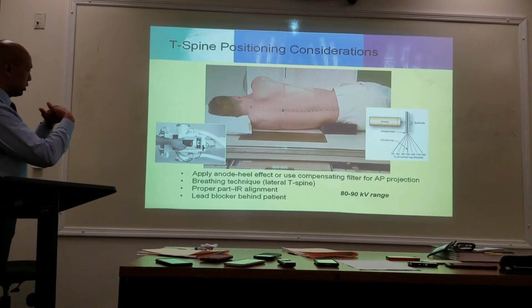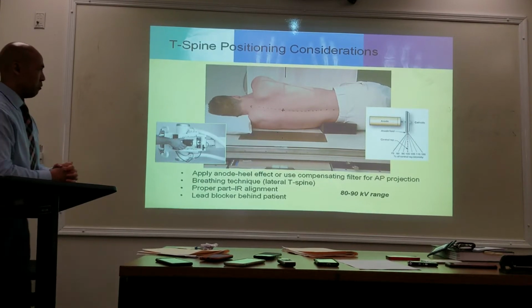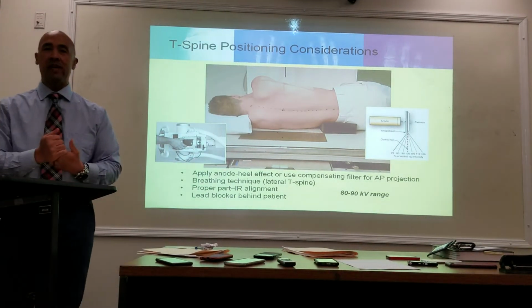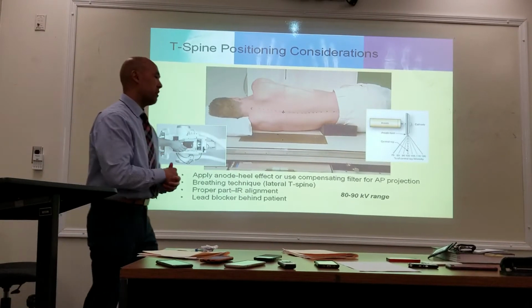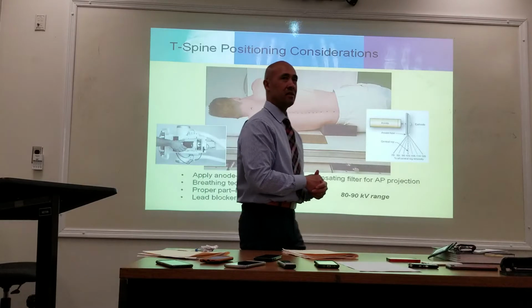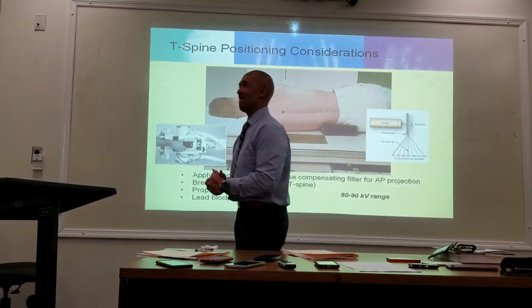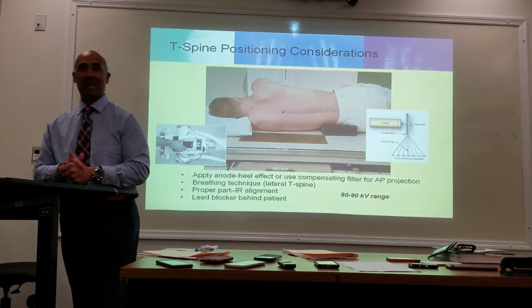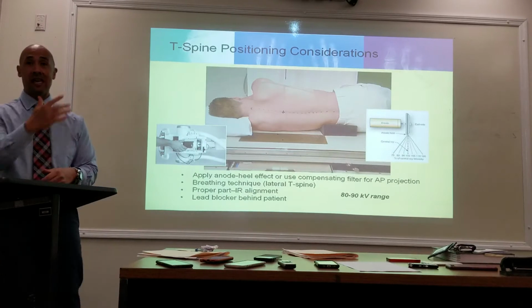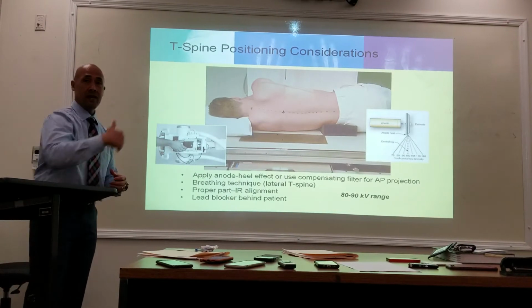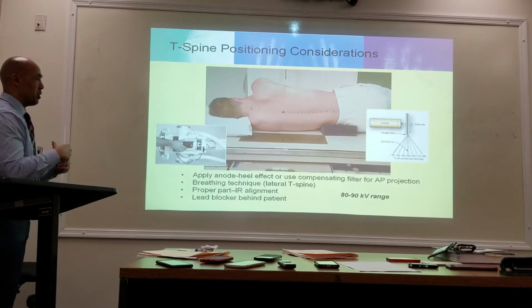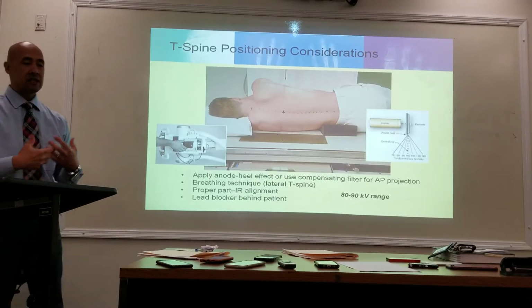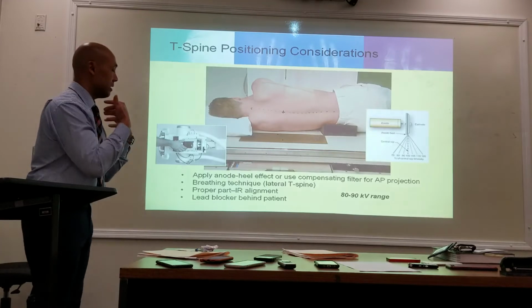What they're showing you here is that with the T-spine, are you familiar with the anode heel effect? In the anode heel effect, where is the beam less intense? Close to the anode, by the shoulders. So it's less intense at the anode, more intense at the cathode. This is where we're going to use the anode heel effect, especially when we're doing the T-spine.